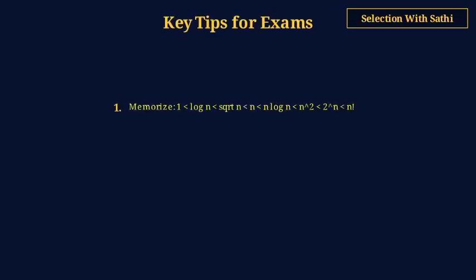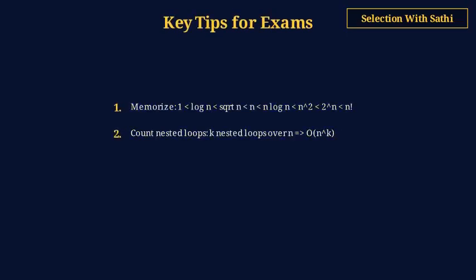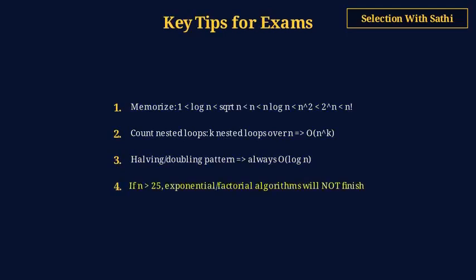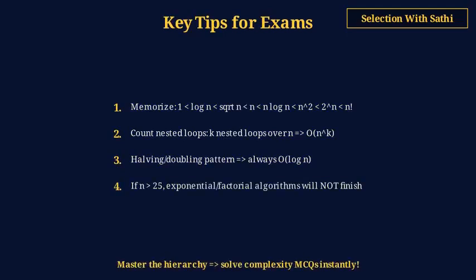Let me give you 4 essential tips for exams. Tip 1. Memorize the growth rate hierarchy. O of 1, O of log n, O of root n, O of n, O of n log n, O of n squared, O of 2 to the n, O of n factorial. This ordering appears directly in GATE MCQs asking you to rank functions.